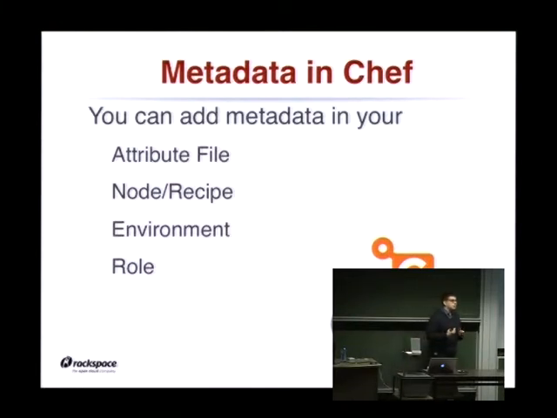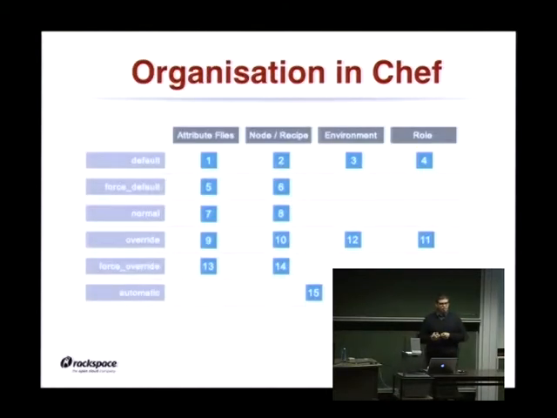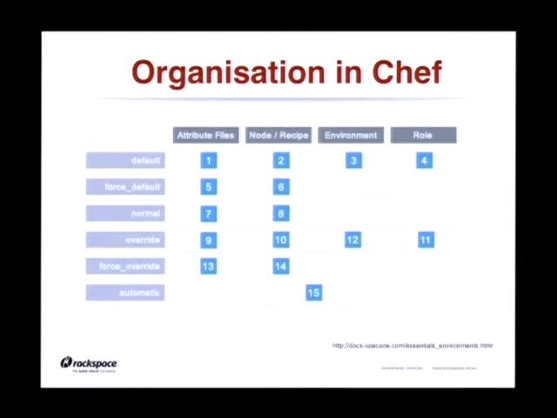And the good thing about Chef is that all these variables in metadata can be overwritten at certain points in time, but the amount of exceptions for that is quite complex. So I've just added the chart here straight from the Opscode documentation to see how complicated that can get. So you can define the same metadata variable in 50 different places.